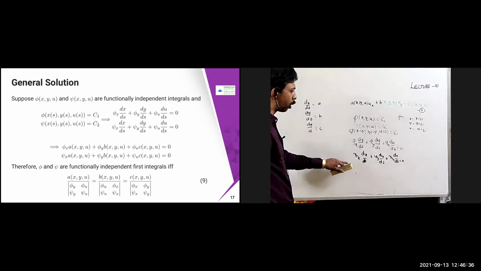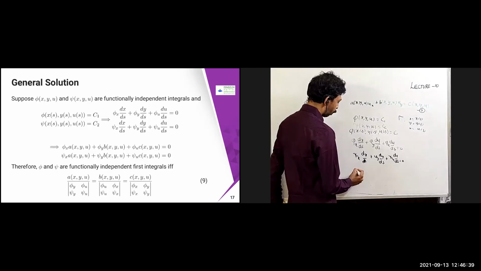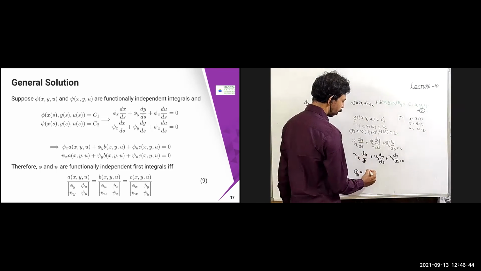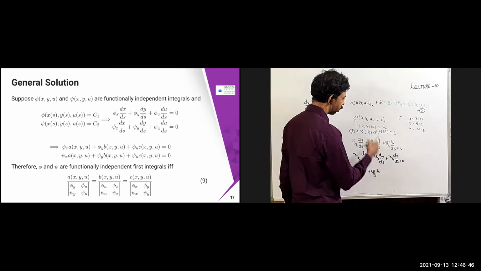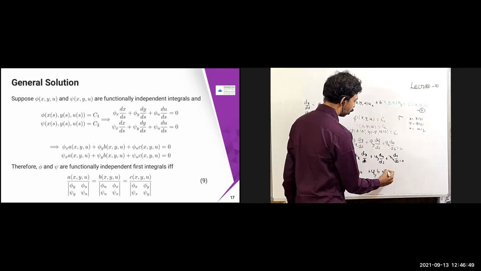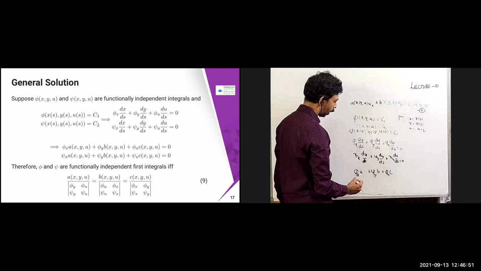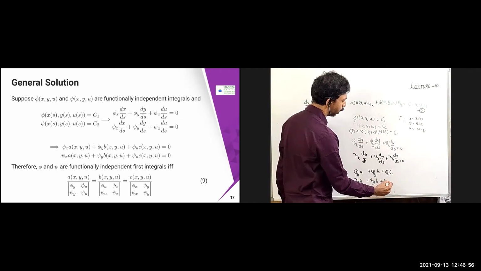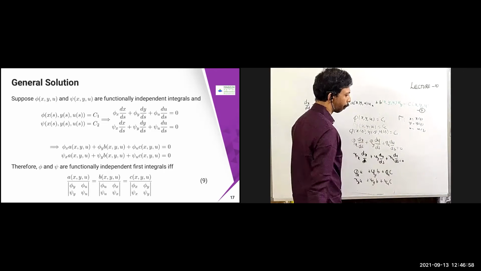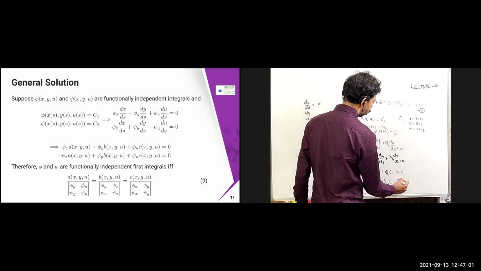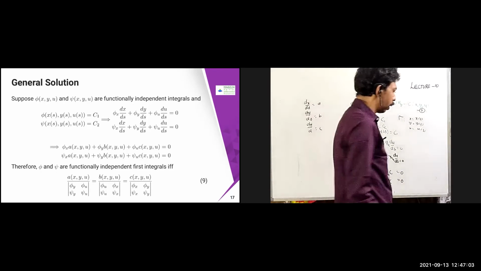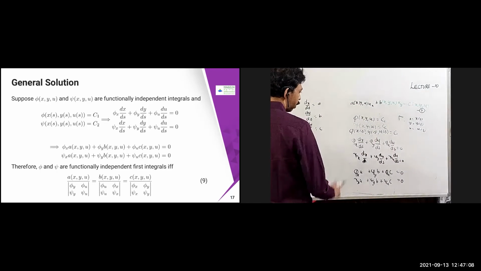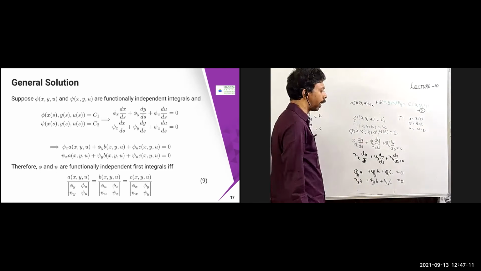So therefore I can substitute those over here. This is going to be pi_x into A, where A means A of x, y, u. Okay. Pi_y into B, similarly B means B of x, y, u, and pi_u into C, C means this one. Similarly, psi_x A, psi_y B, psi_u C is also 0. Okay, so these two are functionally dependent. These functions pi and psi are functionally dependent.